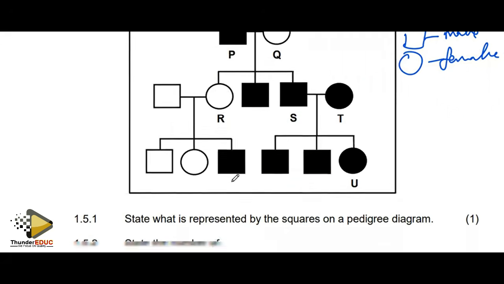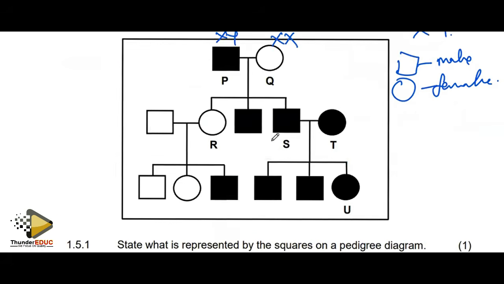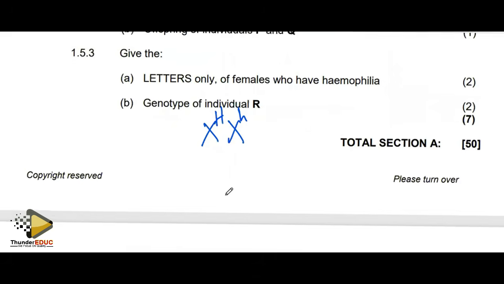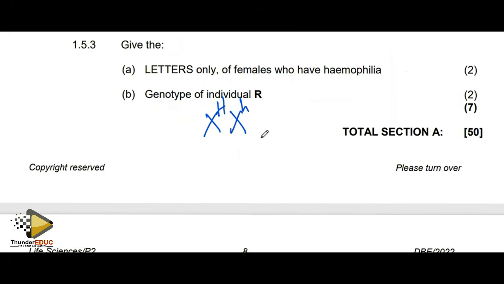We have to see how they got this. This guy is X capital H, because he is normal, and Y doesn't carry anything. And this one is X capital H, X small h, so that this combined with this forms X small h, Y, which gives rise to this boy. Therefore, if the female was capital H, she wouldn't have produced a baby who is sick. So the genotype of R is capital H, small h.